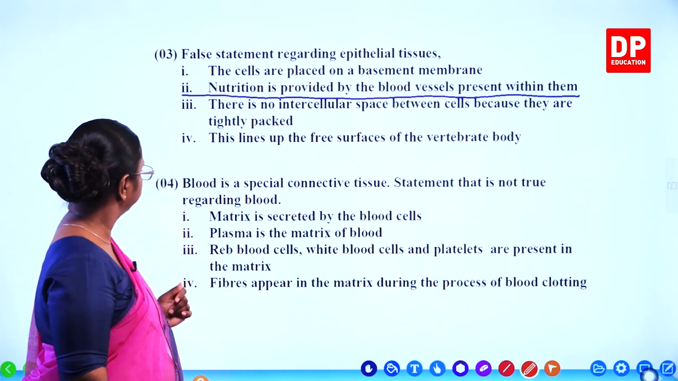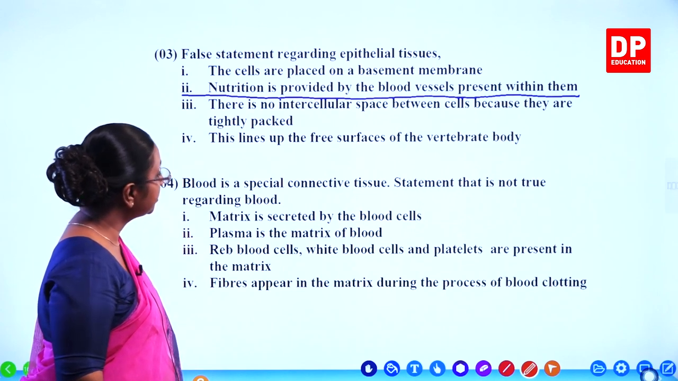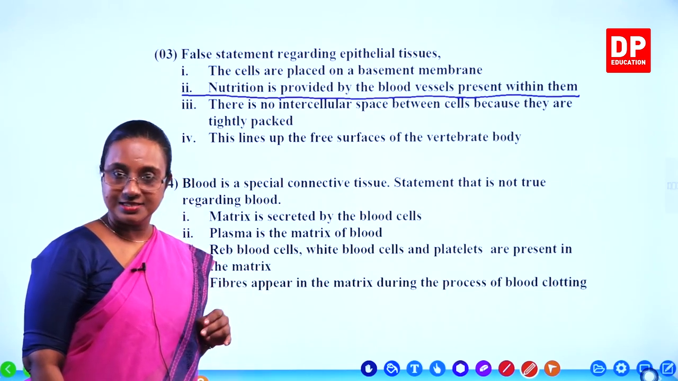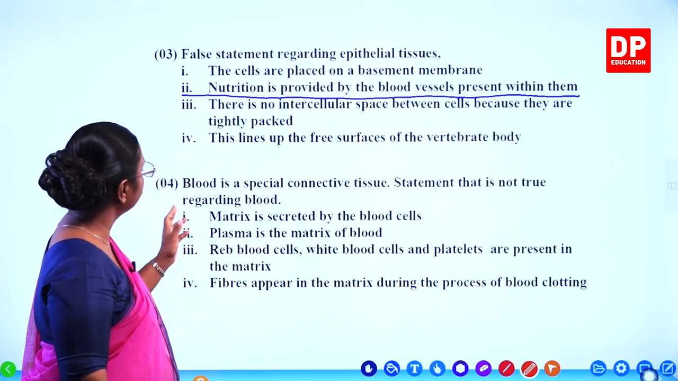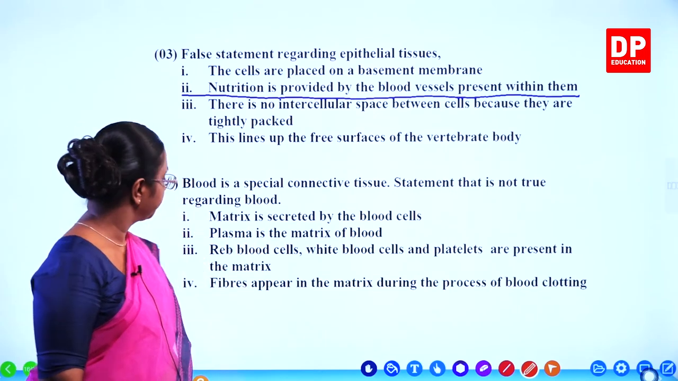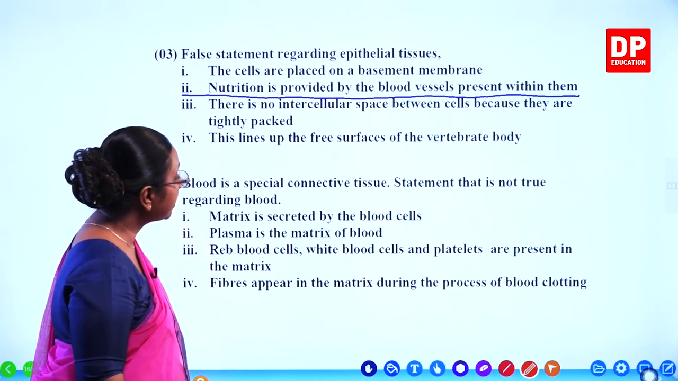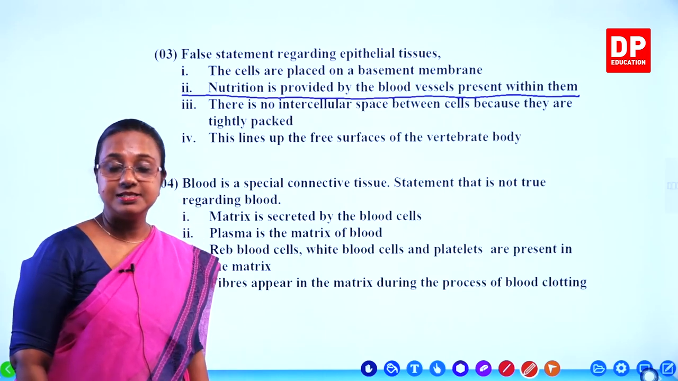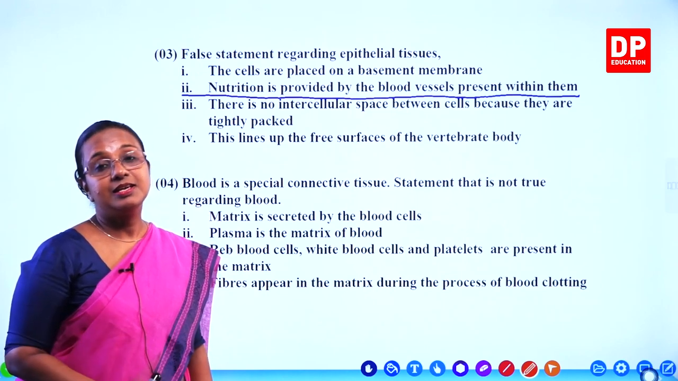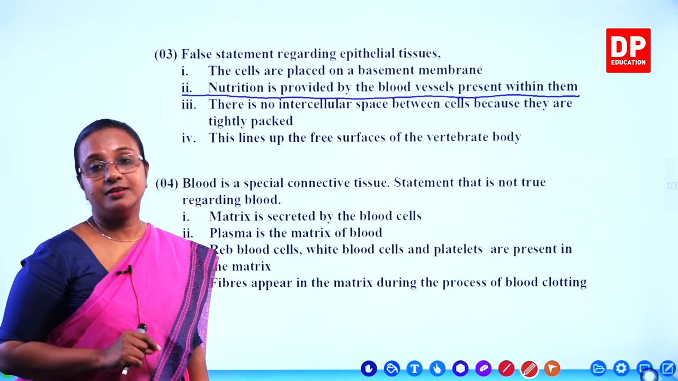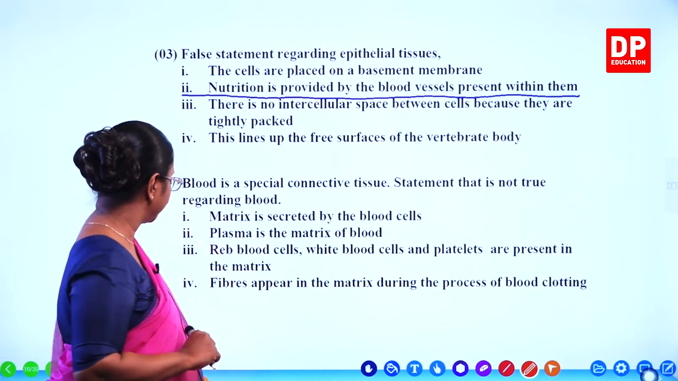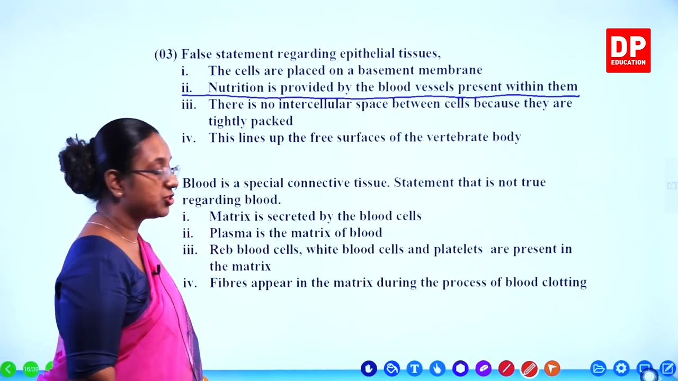Next question. Blood is a special connective tissue. That is something you know. Statement that is not true regarding blood. Matrix is secreted by the blood cells. That is incorrect. Matrix is not secreted by the blood cells. Plasma is the matrix of blood.